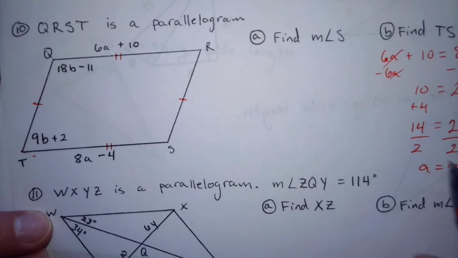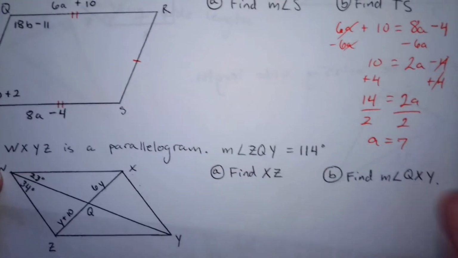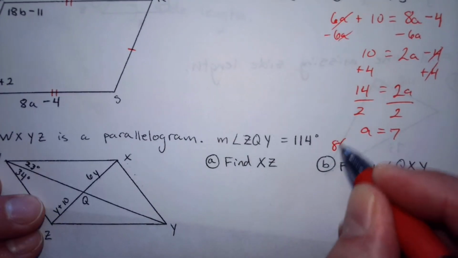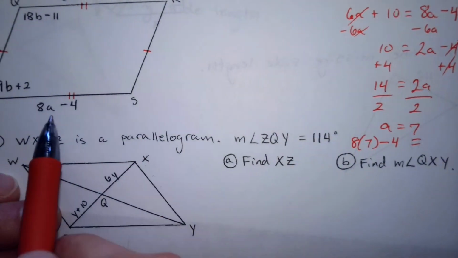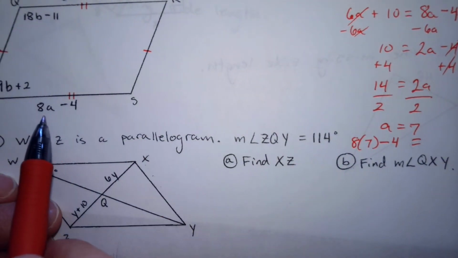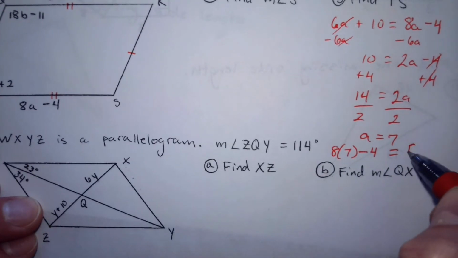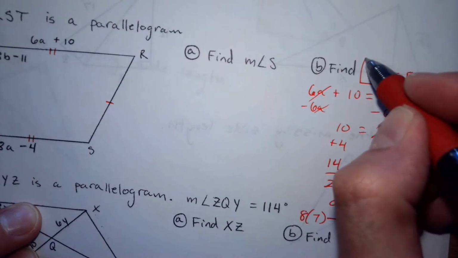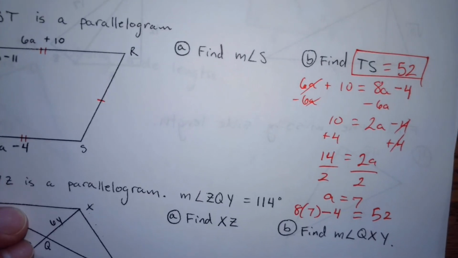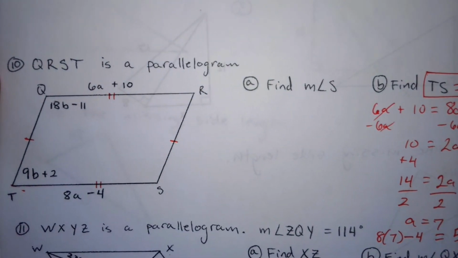So that means we got to take our 7 for A and plug it back in. So we have 8 times 7 minus 4, because we're plugging in 7 to this. So what is that? 56, 55, 54, 53, 52. 52. So our answer, the length of TS is 52. It's not degrees. It's just some unit of measure, maybe inches, maybe feet, whatever it was. But that's not told to us.